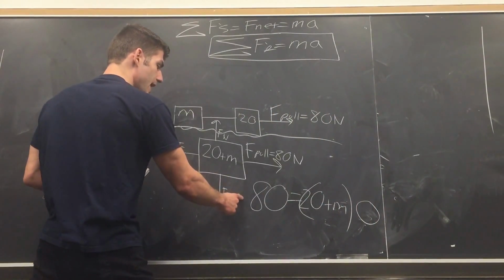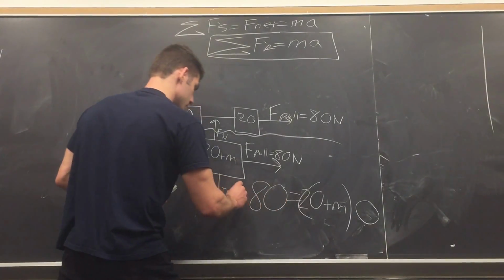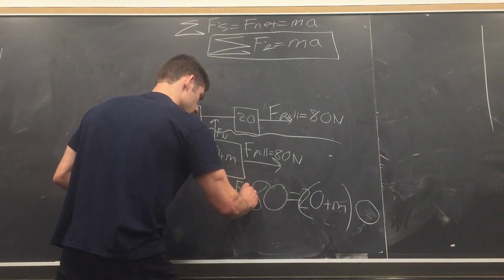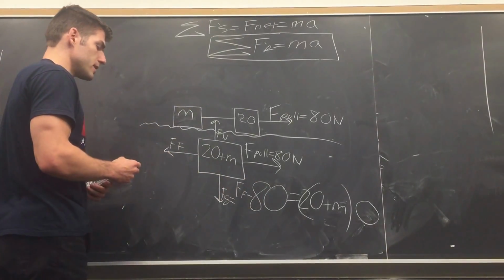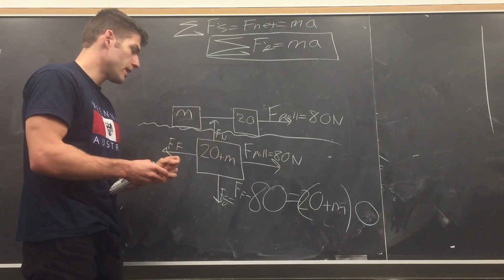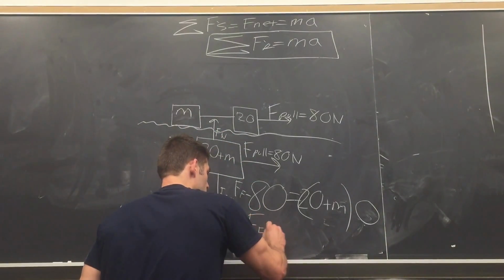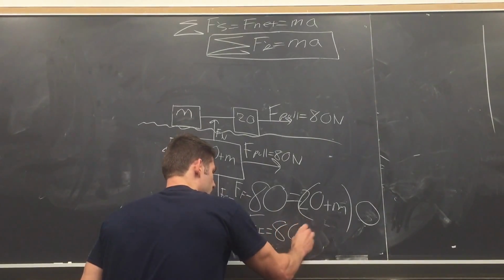In which case we can basically say force friction. Let's say that the left direction is positive. That means the right direction would be negative. Force friction minus 80 equals 0. Force friction is also equal to 80. It would have to counteract it.